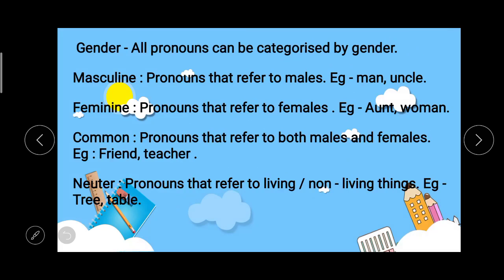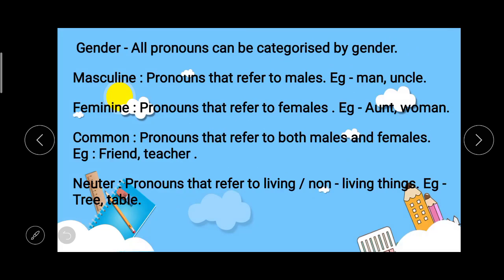So students, all pronouns can be categorized by gender. Okay, and the pronouns which mainly refer to a person or thing will obviously fall under some category of gender, right? And that category of gender will be the gender of that pronoun, okay?